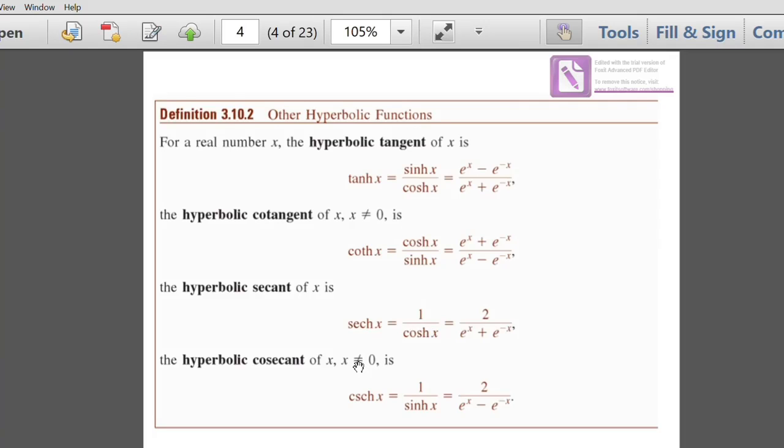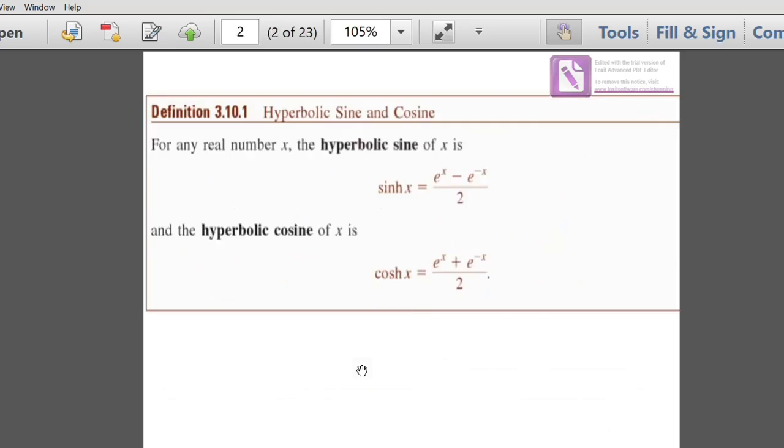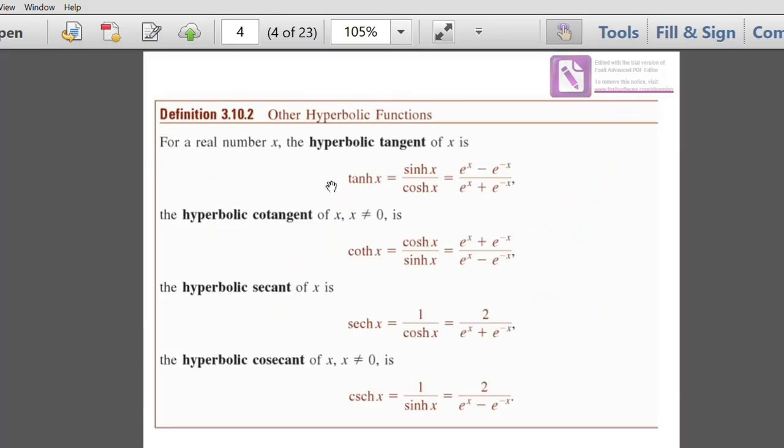Because if x is equal to 0, you will have exponential of 0 minus exponential of 0, which is 1 over 1, so 0. So 2 divided by 0 is not defined. That's why here we exclude x equal to 0. So the main thing you need to know is the hyperbolic sine, the hyperbolic cosine, and their form as an exponential function, and the rest will be easy.